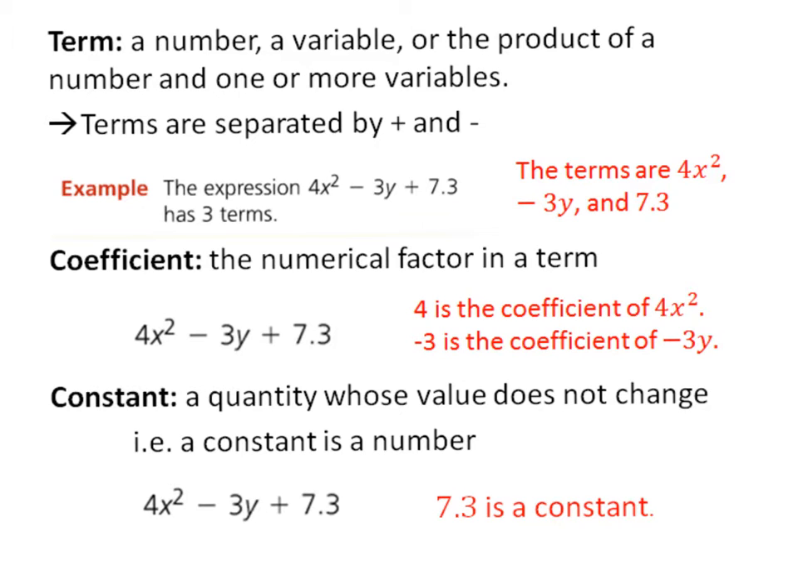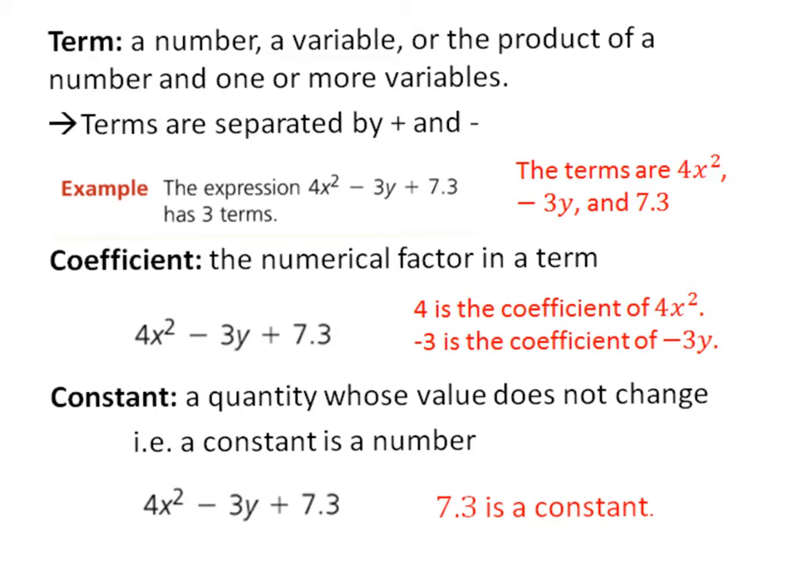In this video, we will discuss simplifying algebraic expressions. First, we have to discuss the couple different parts of an algebraic expression. The first part is a term. A term is defined as a number, a variable, or the product of a number and one or more variables.